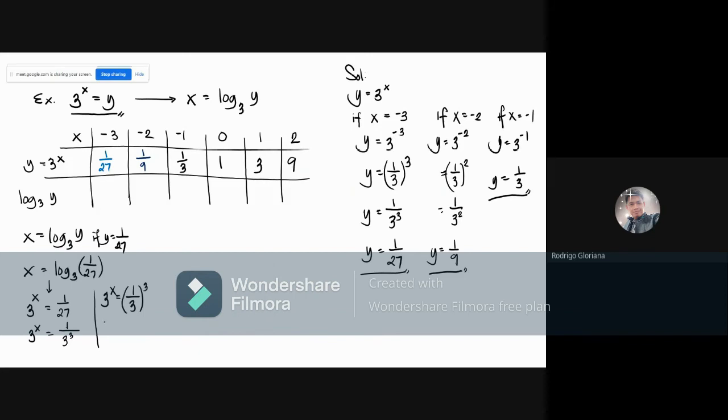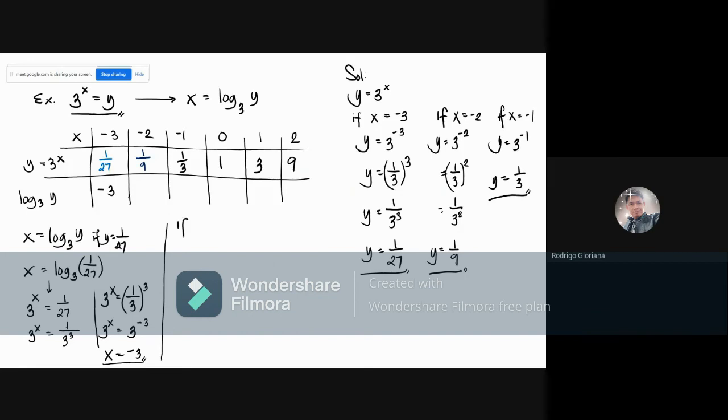Right? And then, we simply get the reciprocal of 1/3. At that point, your exponent will become -3. Okay? So, the sign changes when you get the reciprocal. In that case, your x is equal to -3. So, this is now equivalent to -3. That's the process in finding the value of x if your y is equal to 1/27.